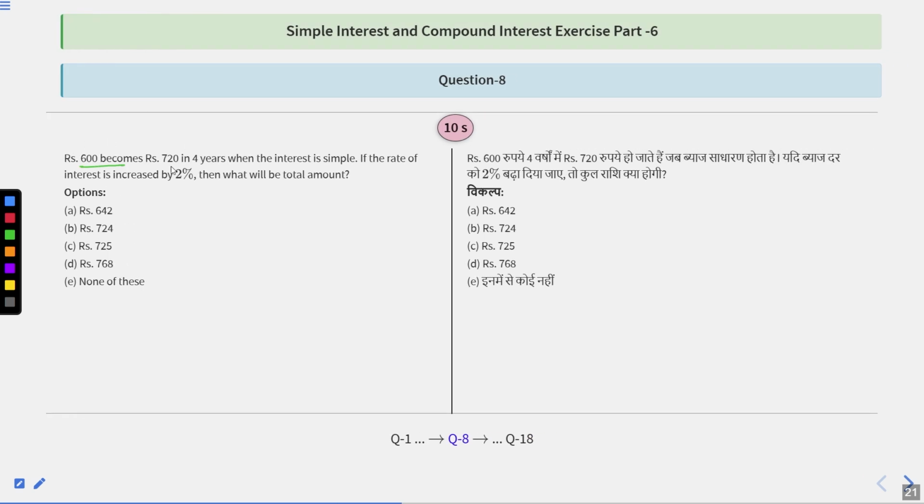Rupees 600 becomes 720 in 4 years when the interest is simple. If the rate of interest is increased by 2%, then what will be the total amount? You have 5 options and 10 seconds to analyze the question. Your time starts now.